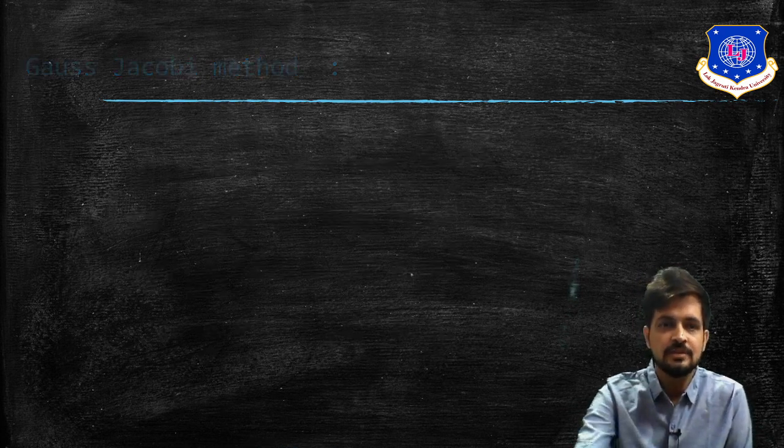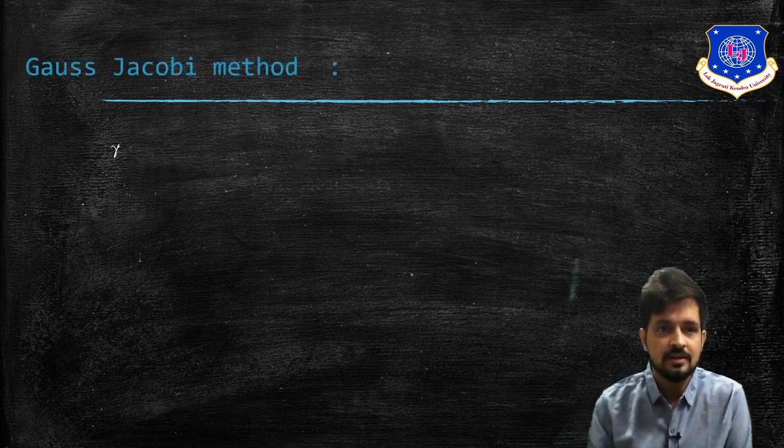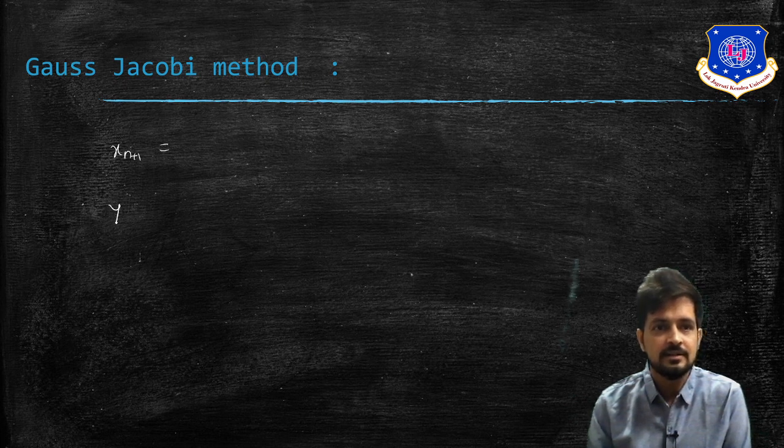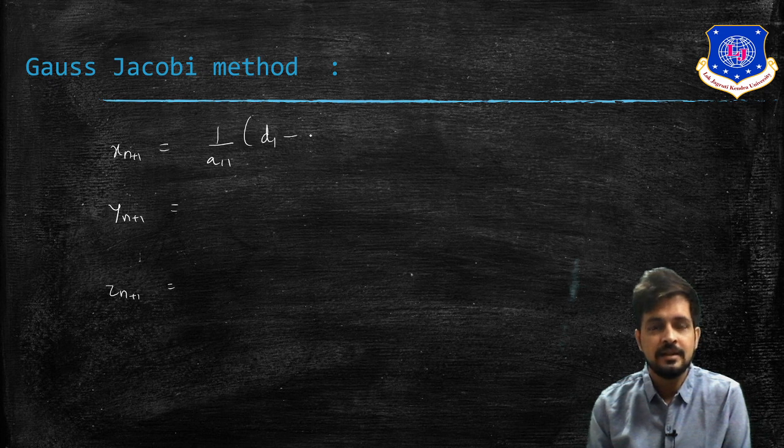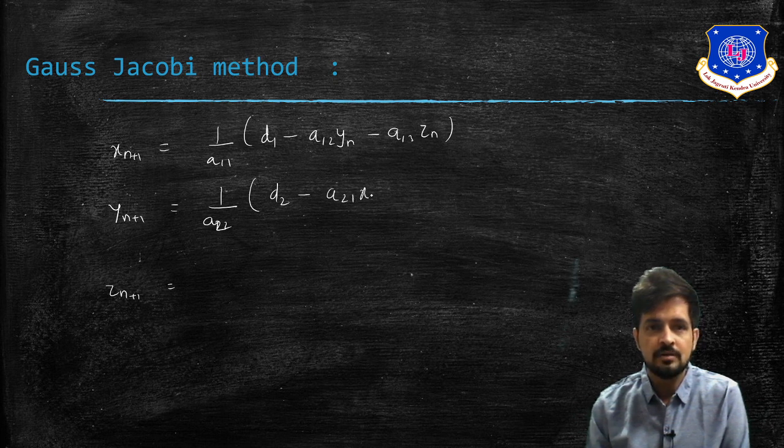On the basis of this, if I want to write the general equation to find the iterations, it can be written as xn plus 1, yn plus 1, zn plus 1 is equal to 1 upon a11 into d1 minus a12 yn minus a13 zn, 1 upon a22 into d2 minus a21 xn minus a23 zn. Here we are not taking xn plus 1.